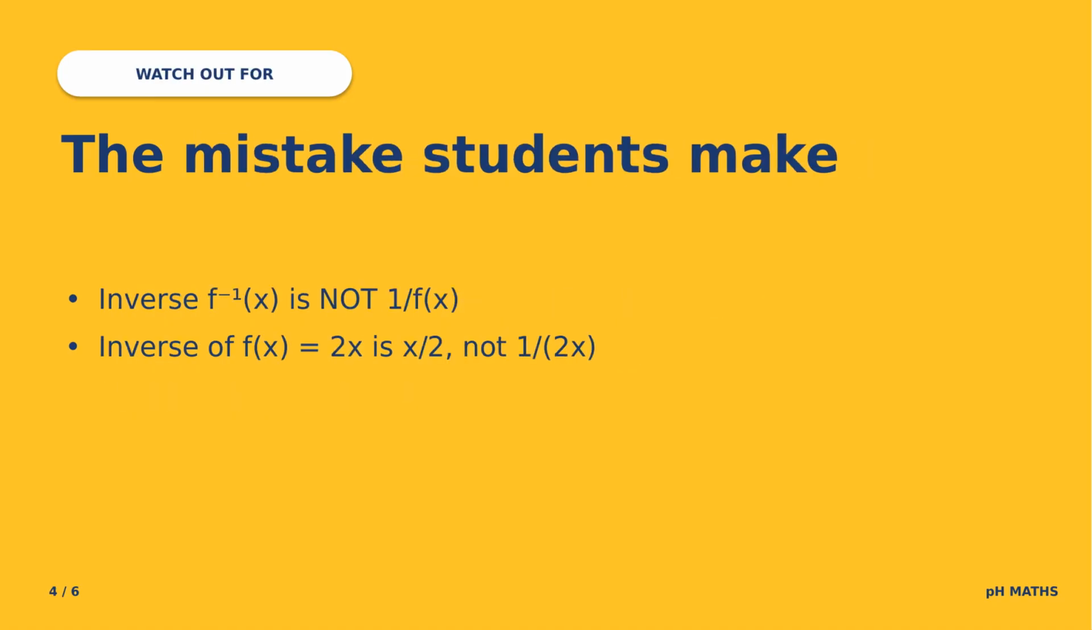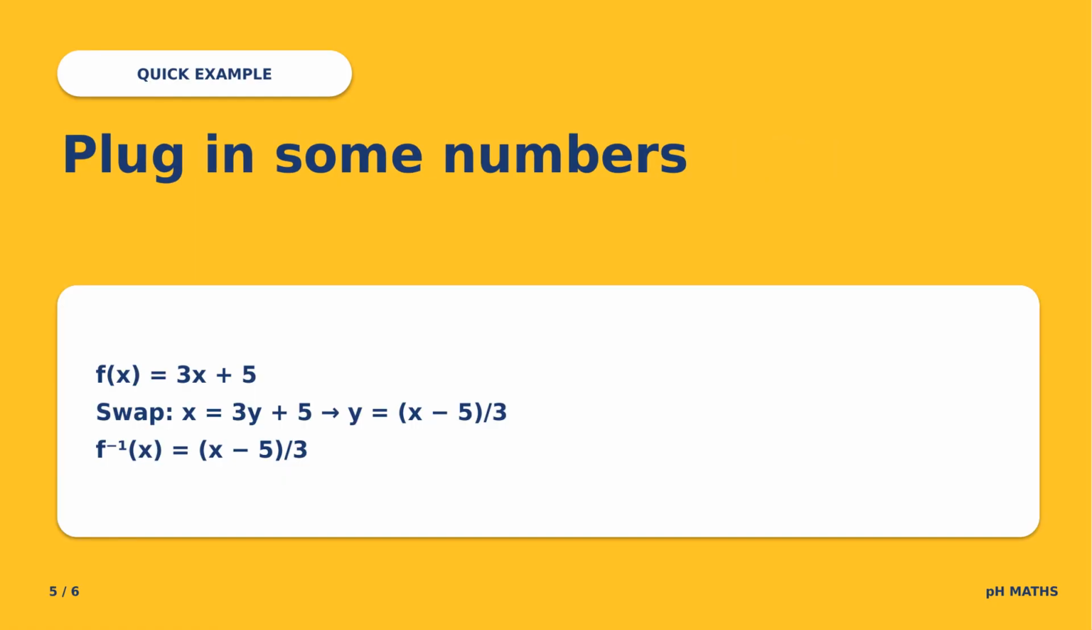Critical warning, the inverse of f is not the same as 1 over f. f to the minus 1 of x is the inverse function. 1 over f of x is the reciprocal. So the inverse of f of x equals 2x is x over 2, not 1 over 2x. Different concepts entirely, so don't mix them up.